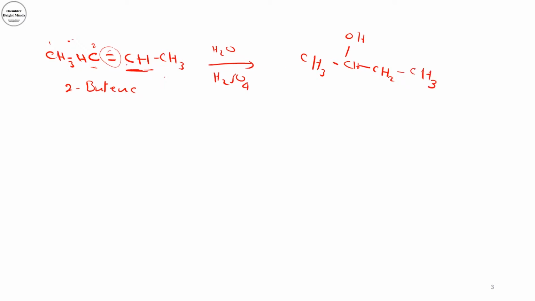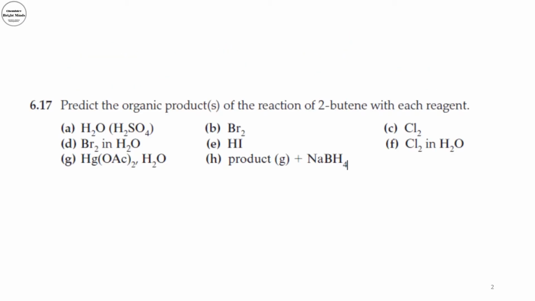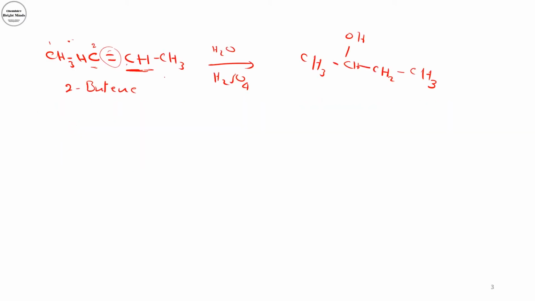Now moving to the second reaction, we need to react the 2-butene this time with Br2. So for the bromination reaction, because the double bond would be broken, I will add the Br on one of the carbons which had the double bond, and then I will add also the Br on this side, and then here I have the CH3 as it is, and here the CH3.